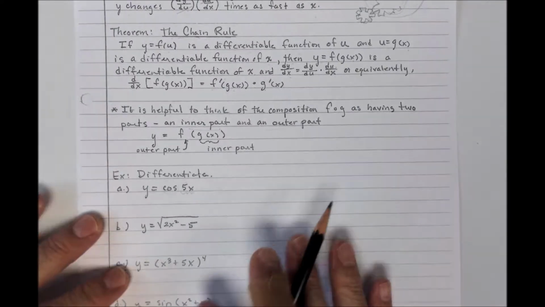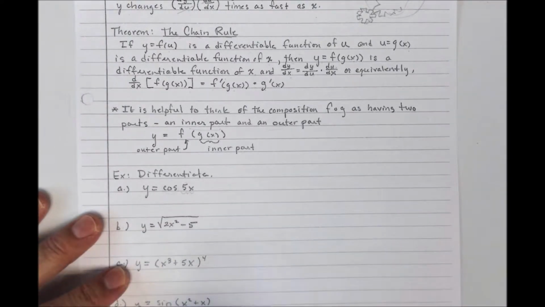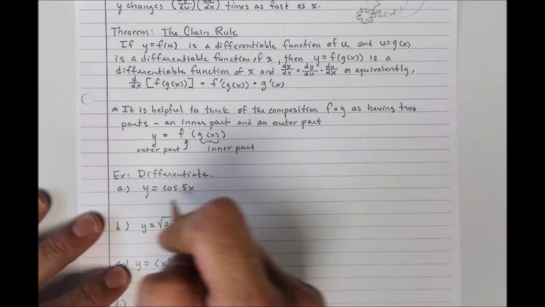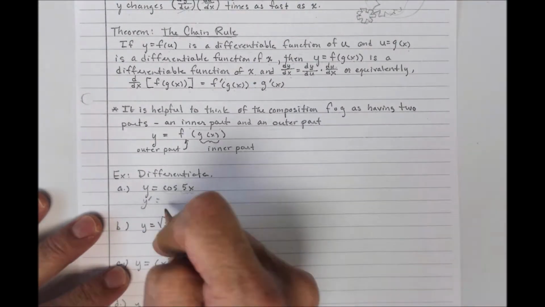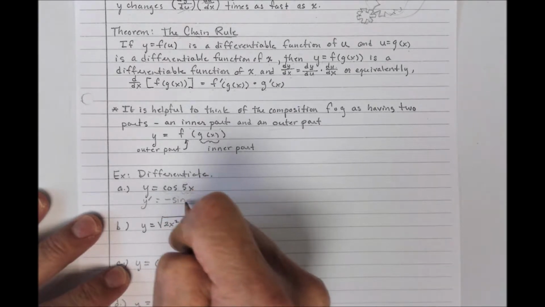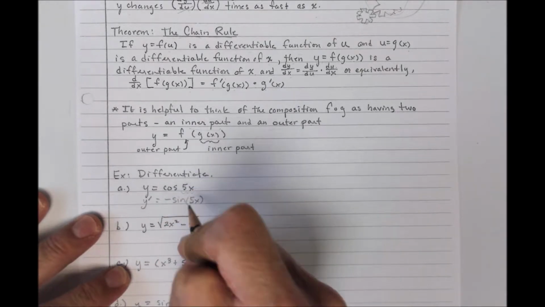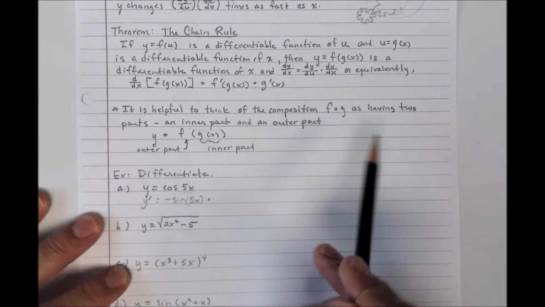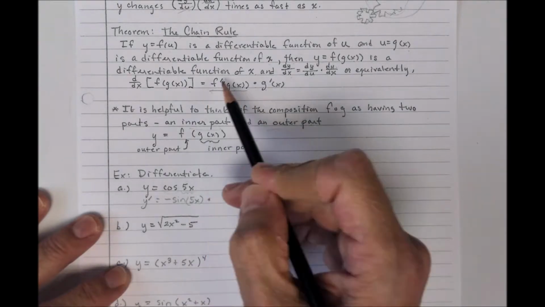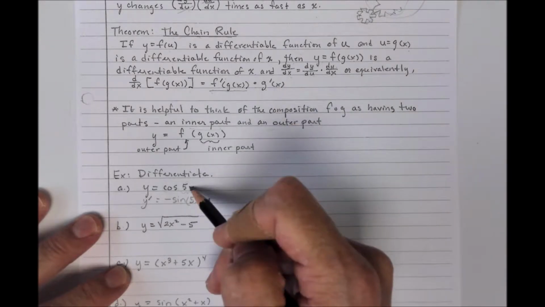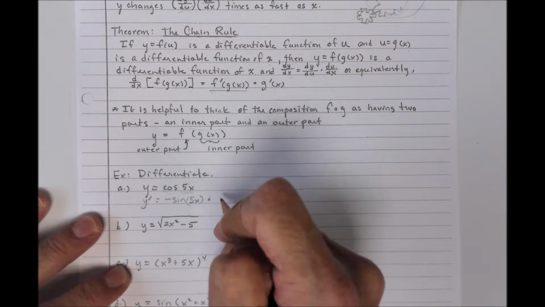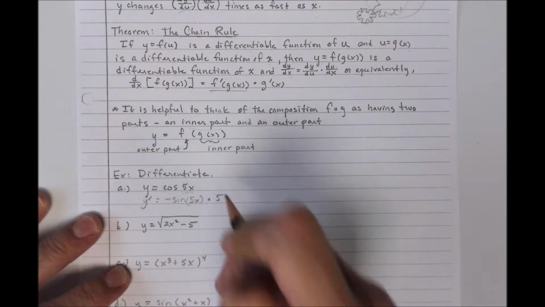Now, the derivative of cosine is negative sine. So, if I want to find the derivative of the cosine of 5x, it's negative sine of 5x times, that's this first part right here, the derivative of the outer function with respect to the inner function, times the derivative of the inner function. The derivative of 5x with respect to x is 5.